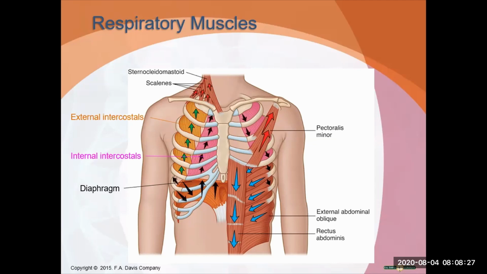During forced expiration, such as when singing or shouting, the rectus abdominis and external abdominal obliques contract to pull down the ribs and sternum, further reducing chest size and expelling air more rapidly. See the blue arrows in the figure.